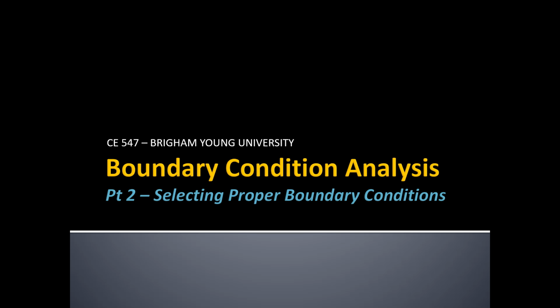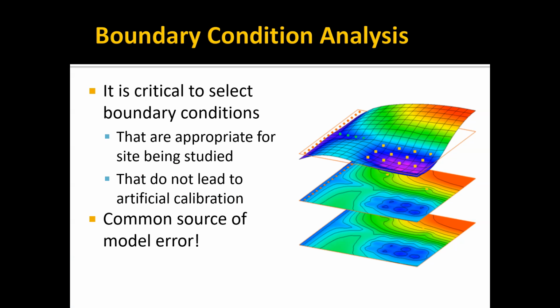The default is of course a no-flow boundary condition, and sometimes we put on a head-dependent, specified head or specified flow boundary condition as well. Now, as we choose what boundary conditions to apply, and in many cases this involves how far out we extend our model, we have to be very careful when we're selecting those boundary conditions. They have to be appropriate for the site being studied.